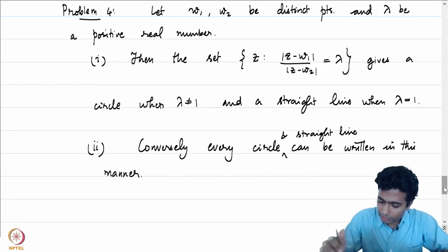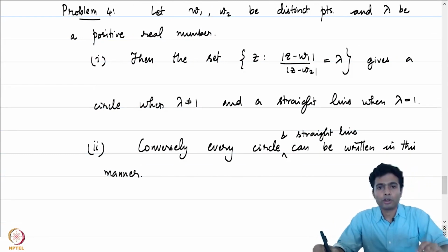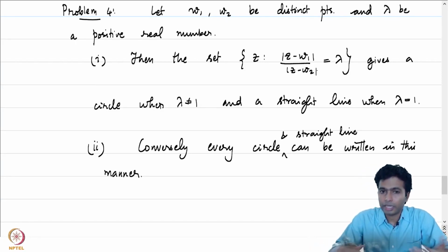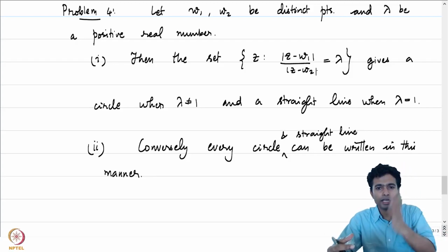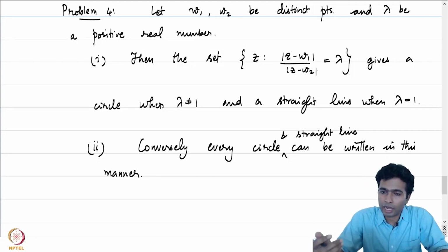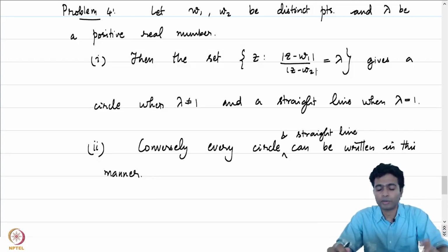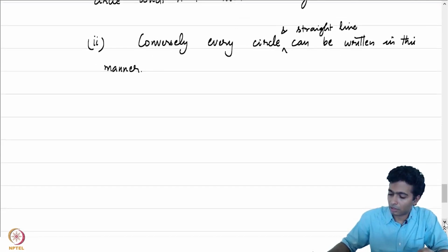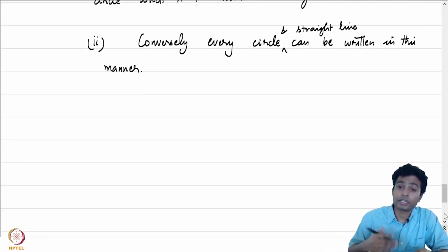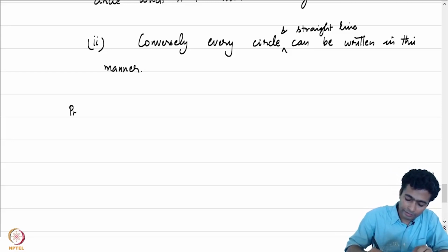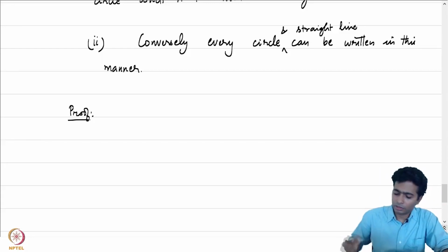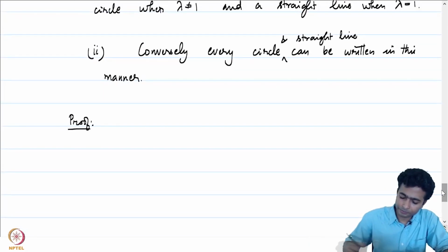The problem tells us that if you look at the set of all points z such that mod z minus w1 by mod z minus w2 is equal to lambda, that will be the equation of a circle. We are familiar with the equation of a circle in the form of absolute value of z minus a equal to some r, where r is the radius. So this is going to be the circle of radius r around a. This problem tells us that 1 captures exactly these types of circles, and 2 tells us that every circle can be written in the manner stated above. So let's focus on the first part.